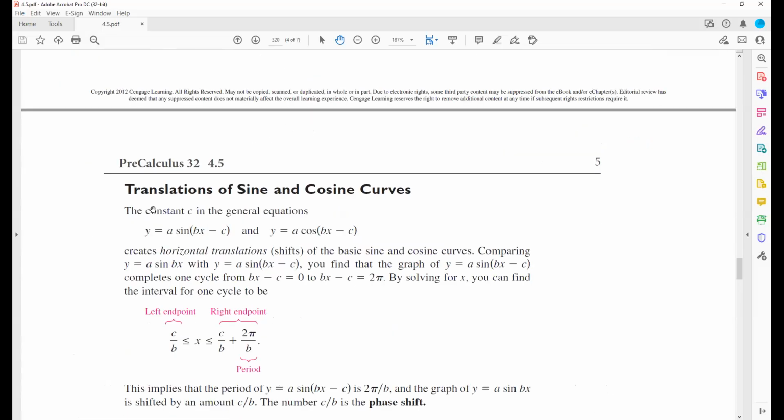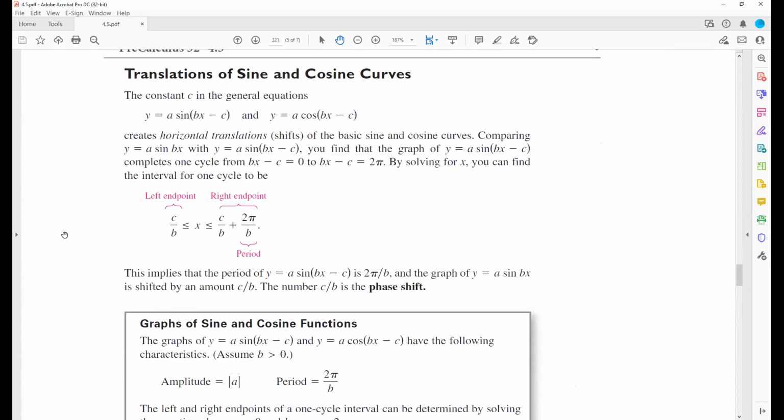Okay, so let's talk about the translation of sine and cosine. The constant c in the general equations, y equals a times sine of bx minus c, and y equals a times cosine of bx minus c, creates horizontal translations or shifts of the basic sine and cosine curves.